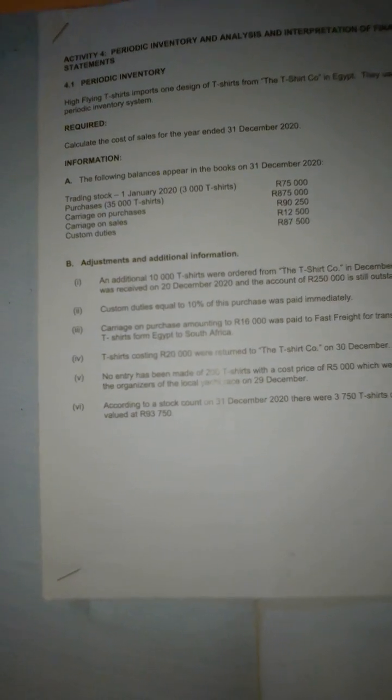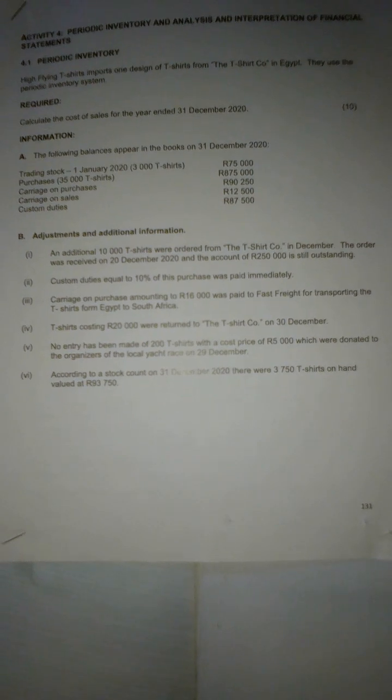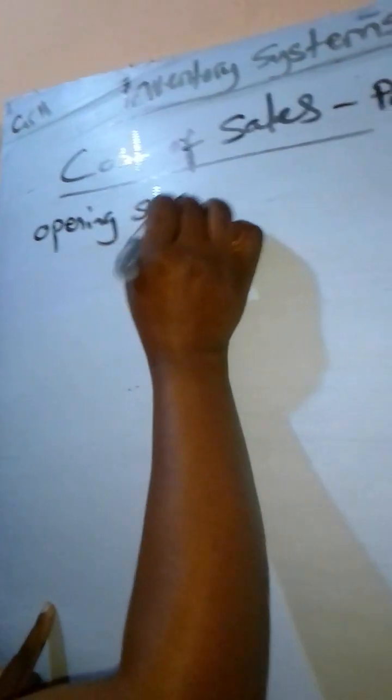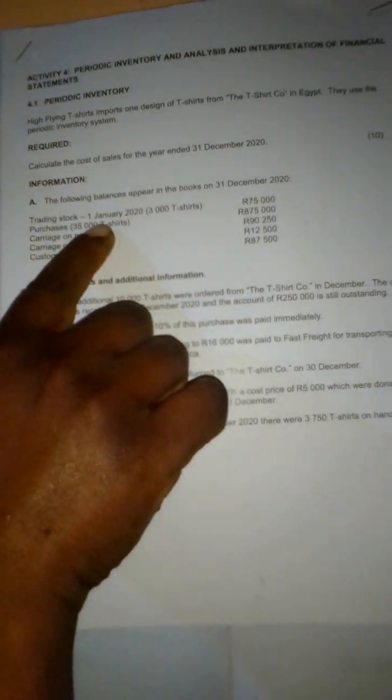So we've got information A and information B. The same way that we calculate the cost of sales, we look for the opening stock, we add purchases, we add carriage, and so forth. Fine, let's start our question. Let's identify the opening stock. Trading stock on 1 January 2020, 3,000 t-shirts, 75,000. So we indicate 75,000 for our opening stock.